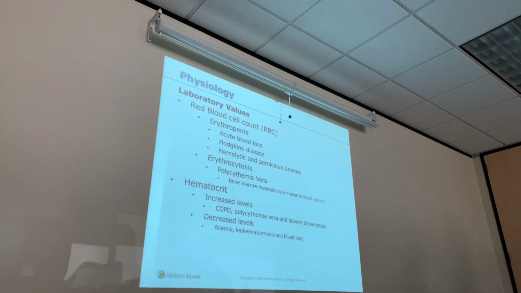So the other thing that they look at is the hematocrit. If there's increased levels, it's because of COPD, polycythemia vera, or severe dehydration. Decrease is anemia, leukemia, cirrhosis, and blood loss.